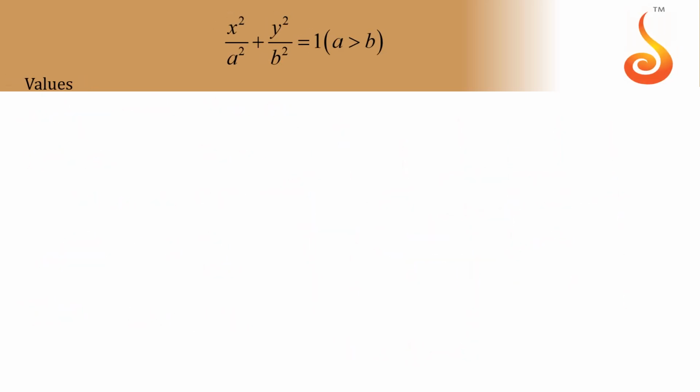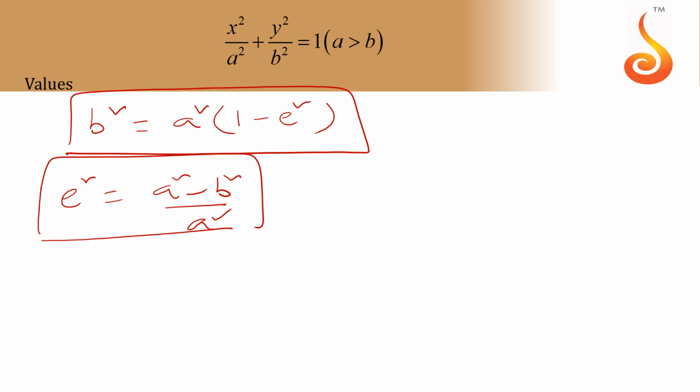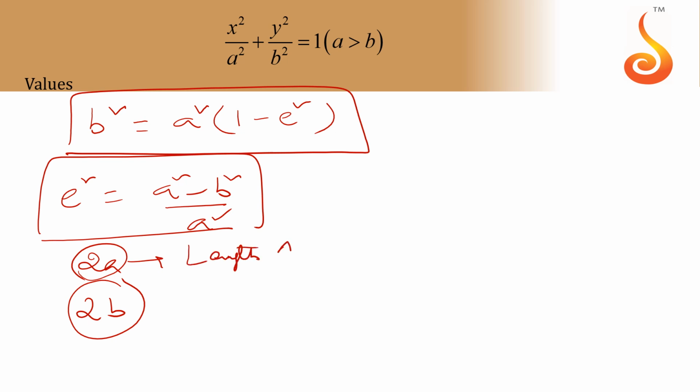Now values. So what are the values? To get the values, you should first learn this relation: b square will be a square into (1 minus e square), from which e square will be (a square minus b square) by a square. So this is the first value. The length of the major axis will be 2a. The length of the minor axis will be 2b.